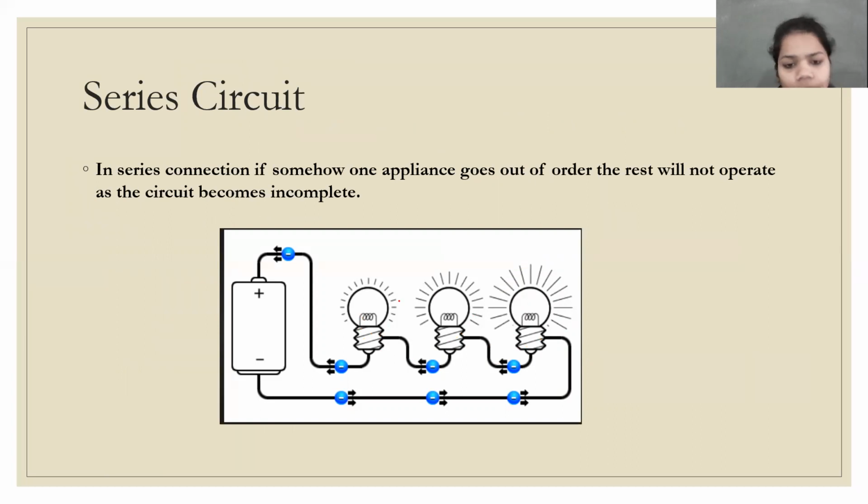But there is a drawback for this. See, even if one bulb does not glow or it does not work, it will affect the remaining 2 bulbs. In series connection, if one bulb does not work, it will affect the other 2 because they are connected one after the another. They are dependent on one another. Okay, so this is a drawback of series connection.